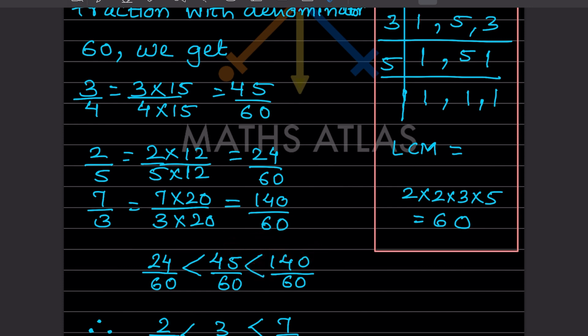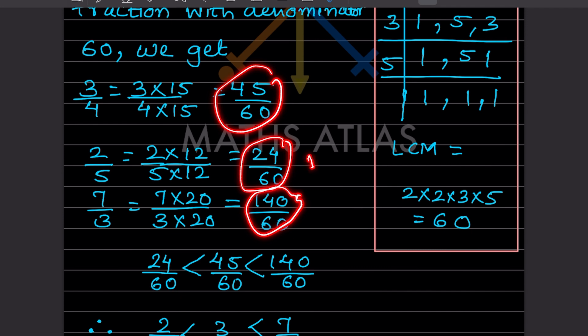But before putting the sign, we have to look at these numbers and think which is the smallest number. That will definitely be 24 by 60, then 45 by 60, and then this one, and later on put the sign.